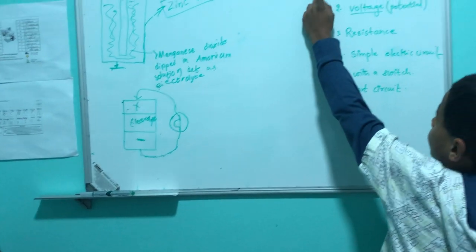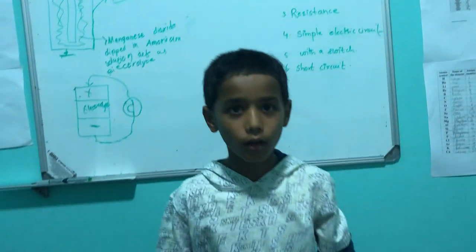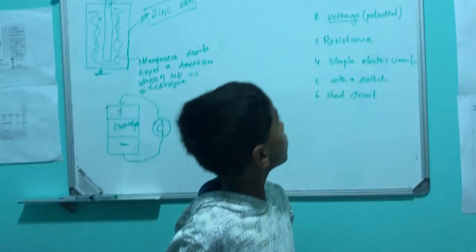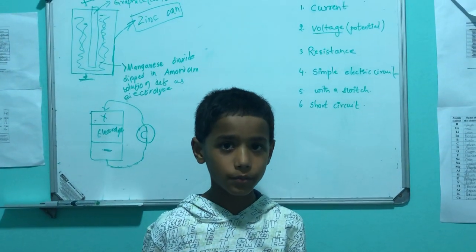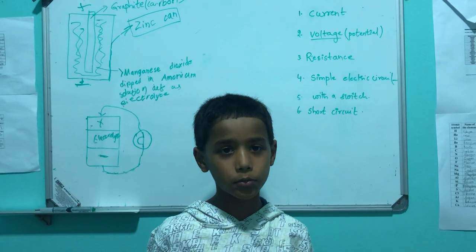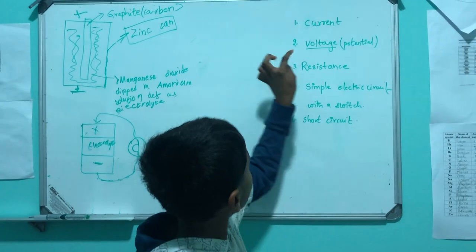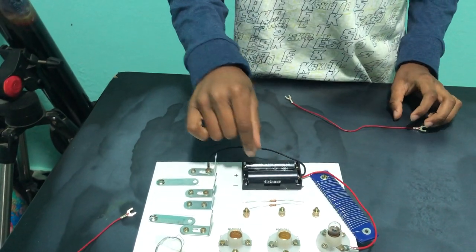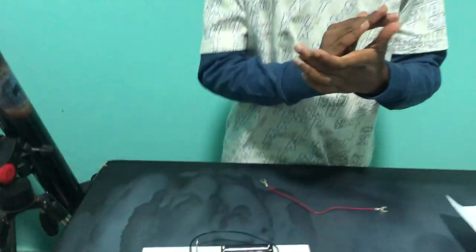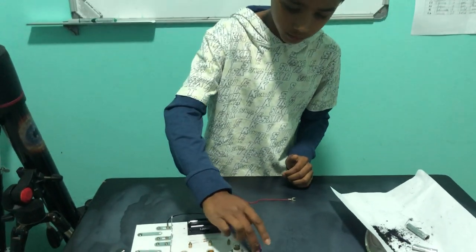Now let's see the three words: current, voltage and resistance. Current is like flowing electrons. Electricity and current are the same thing, and electricity is flowing electrons. Voltage is something that pushes electrons, the power that pushes electrons out of the battery into the wires.